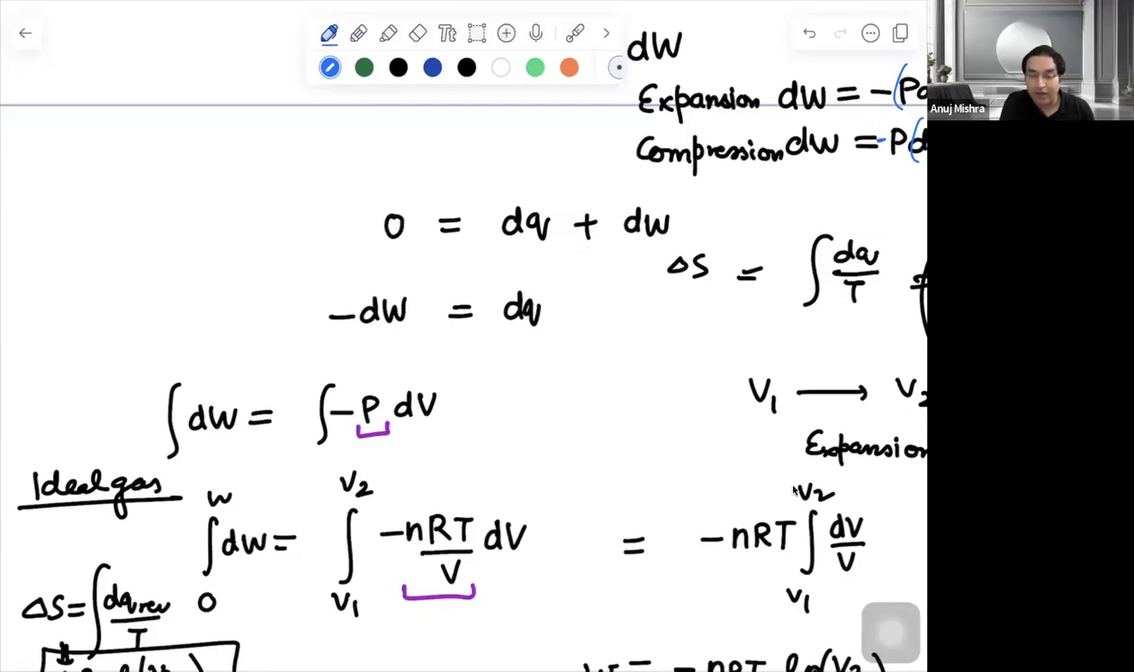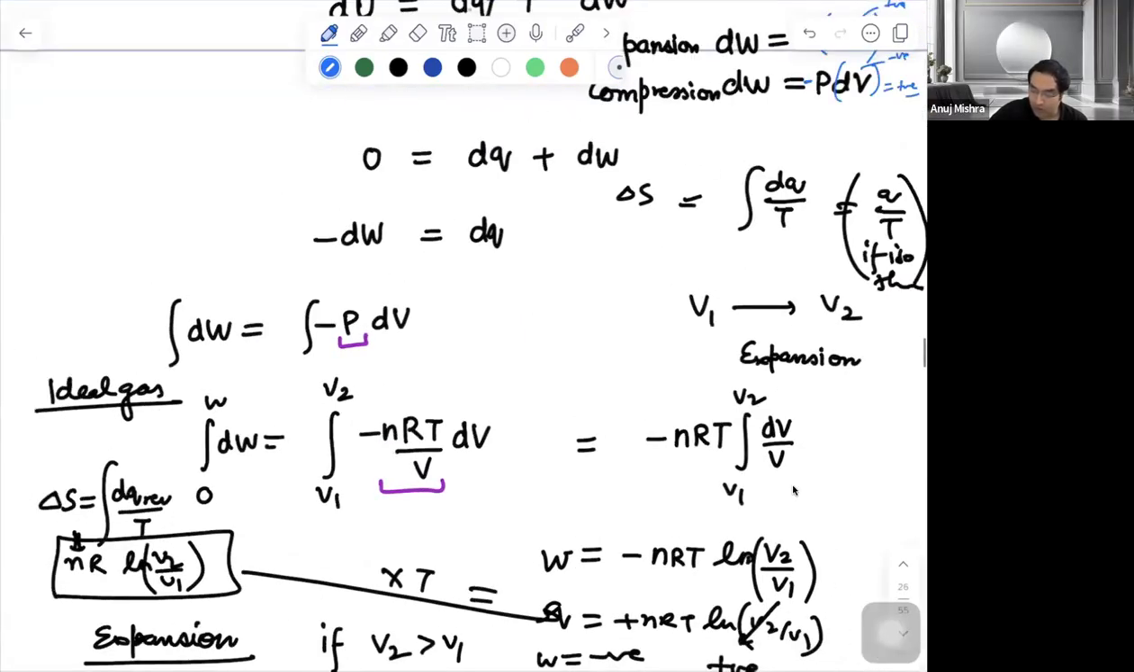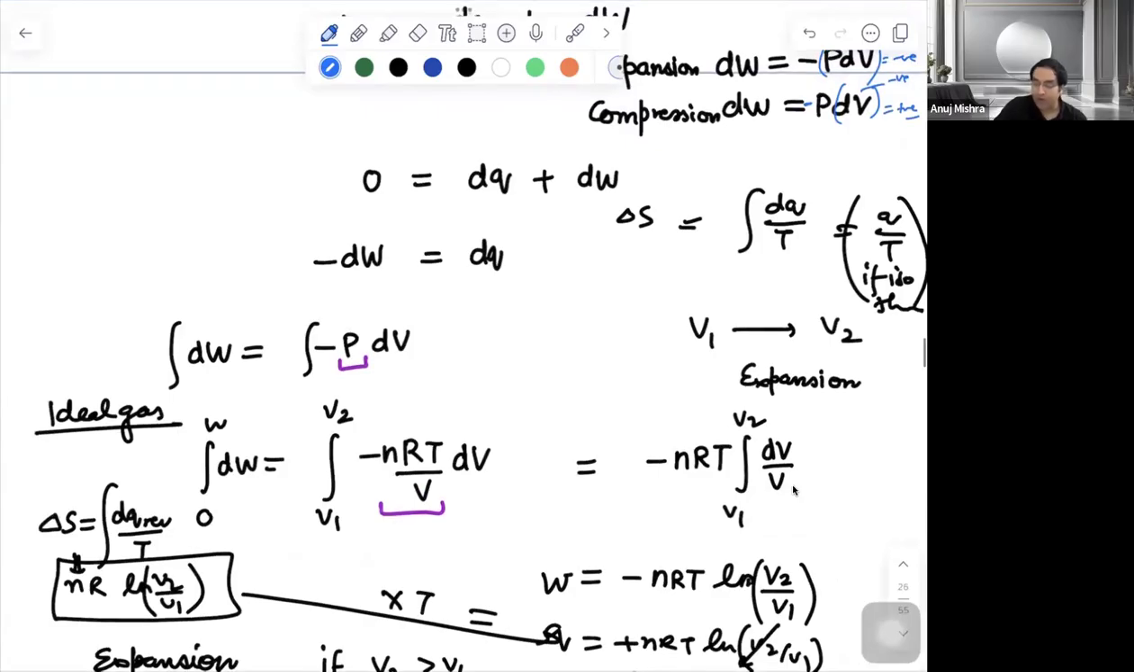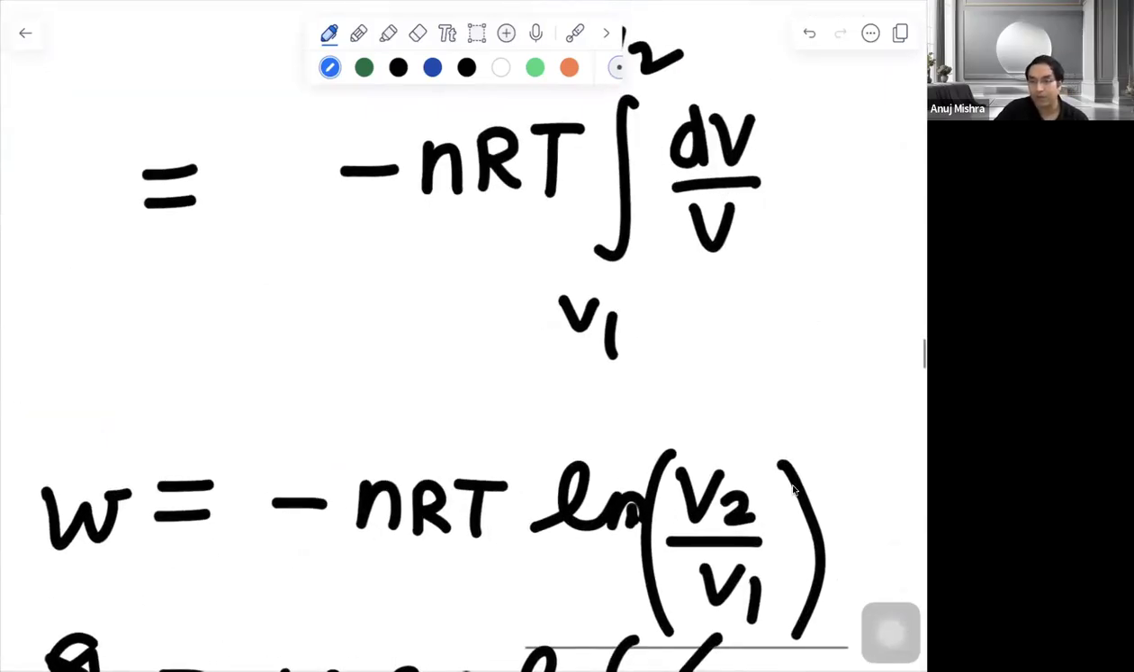Advik, what is dV upon V integration? Sir, dV upon V integration is natural log of V2 by V1. Very good. ln V, okay? And limits V1 to V2, it will be ln V2 by V1. Yeah. Okay. So can you reach to this result? W is minus nRT ln V2 by V1. Can you reach up to this result, everyone?